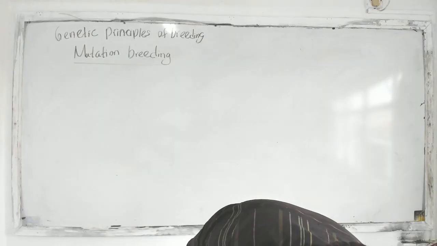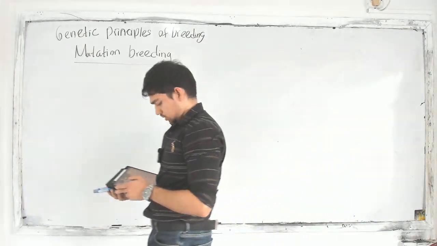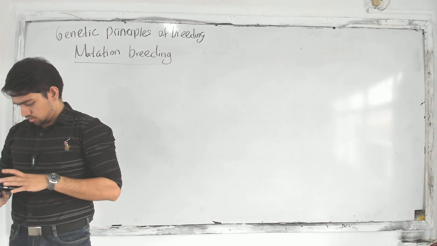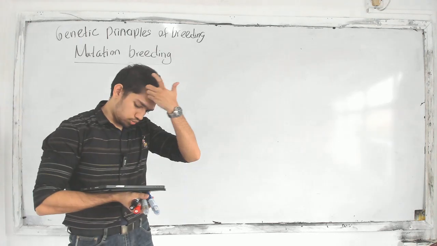So come towards the page. How many people can hear me? Page number 128, mutation breeding.